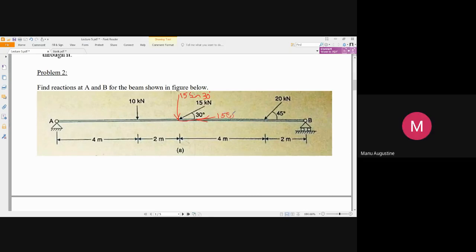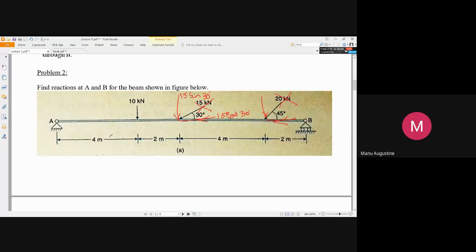Now again you have to remember that once you have resolved the forces into their rectangular components, the original force itself has to be removed from the figure. So once 15 kilonewton has been replaced by its components 15 sine 30 and 15 cos 30, this 15 kilonewton angular force has to be taken away and removed. And similarly, this 20 kilonewton has to be resolved into the vertical and horizontal component. And then you remove the original force from the picture.